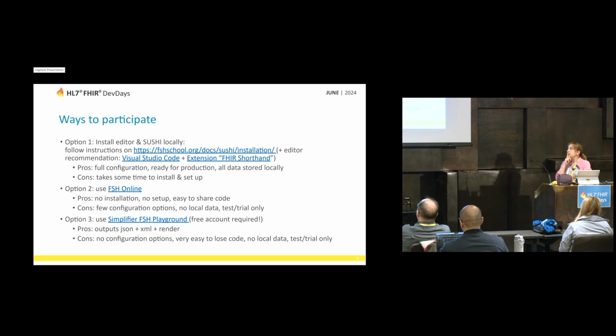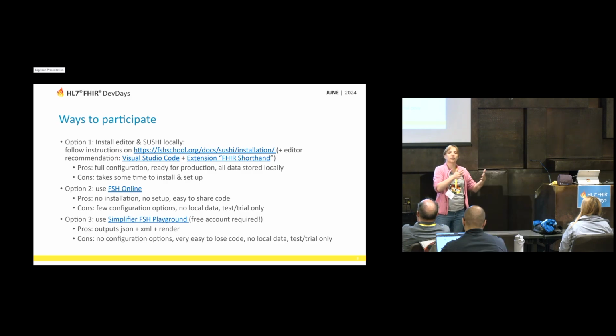So the first option that you can use is basically the same way you would use any kind of programming language, because that's what FHIR Shorthand actually is. It's a programming language where you write code and then you use a compiler to transform this code not into an executable program, but instead into FHIR resources. So we need an editor where we can write our code, and we need a compiler that transforms our code into FHIR resources. And that's what SUSHI is.